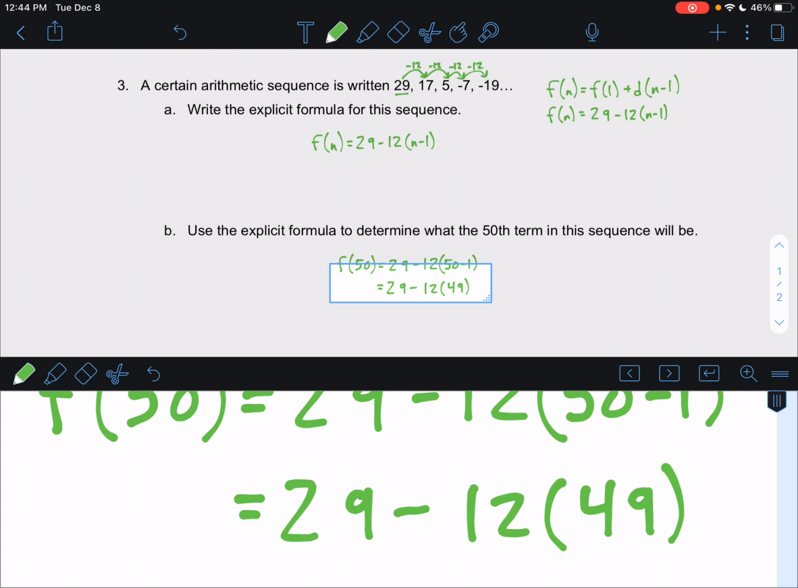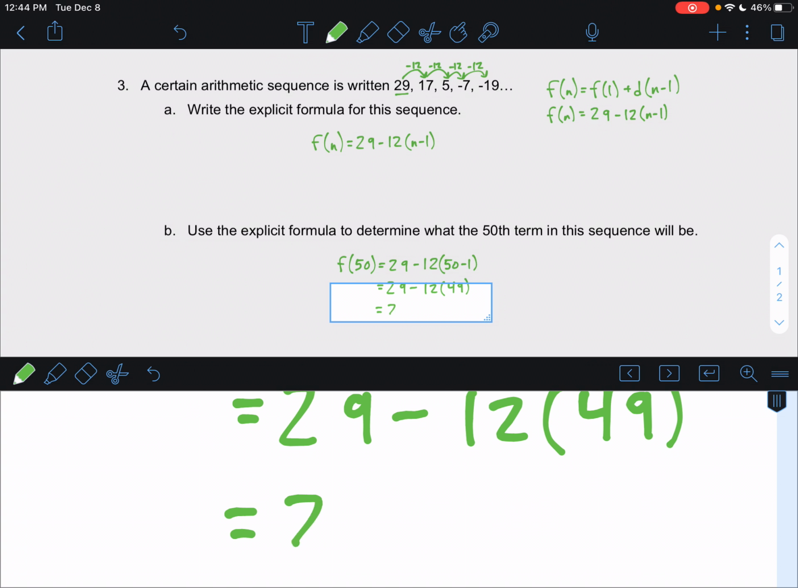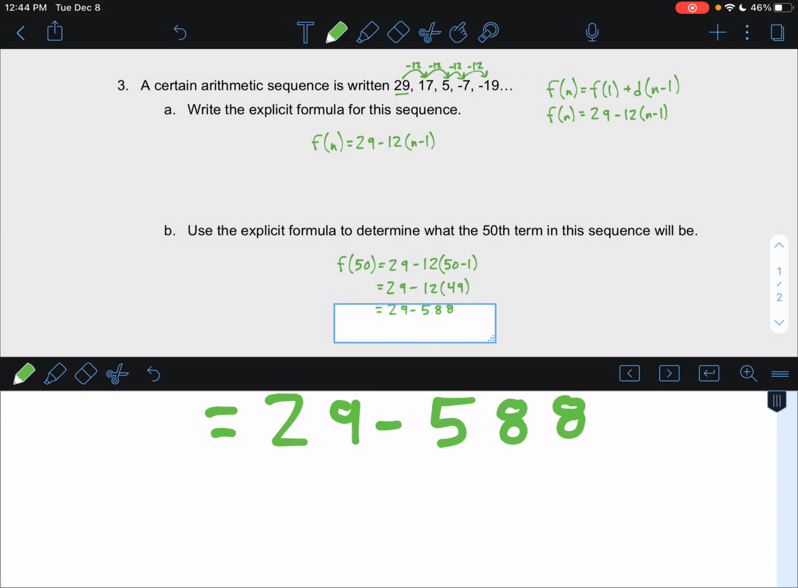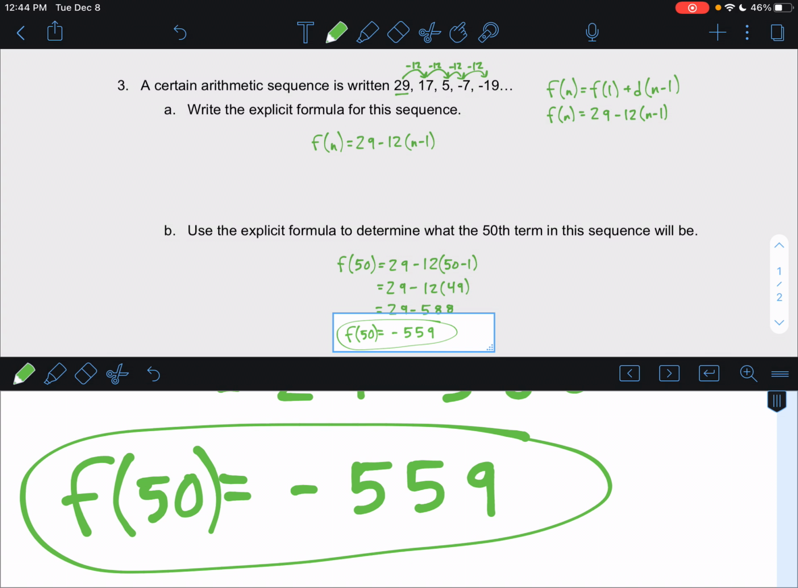12 times 49, so I have equals 29 minus 588. And 29 minus 588 is negative 559. And that would be the 50th term in this sequence, negative 559.